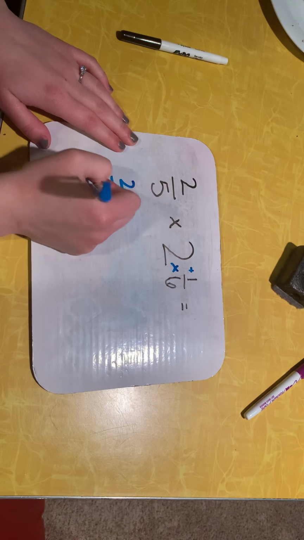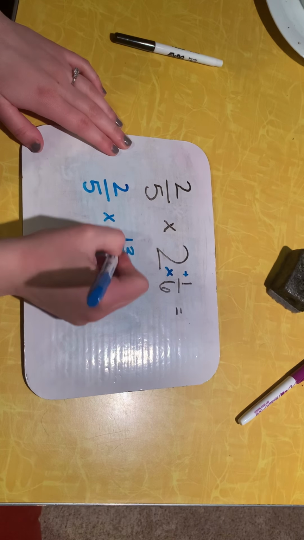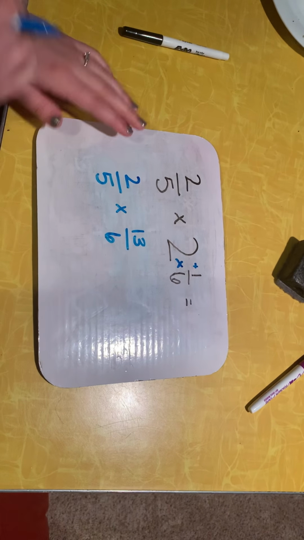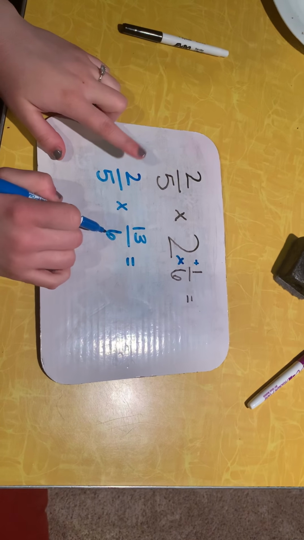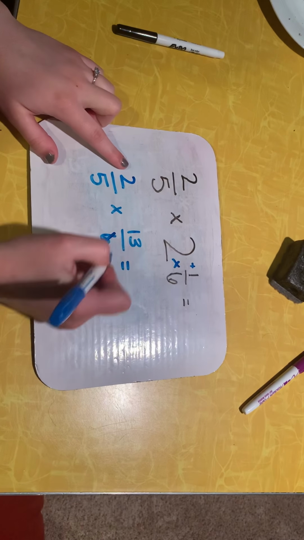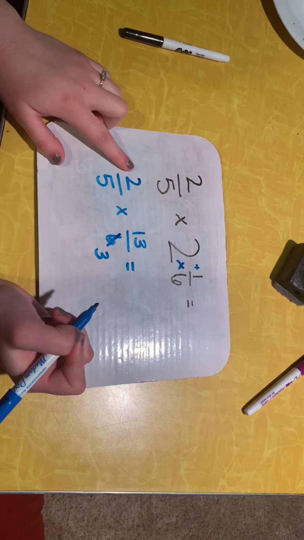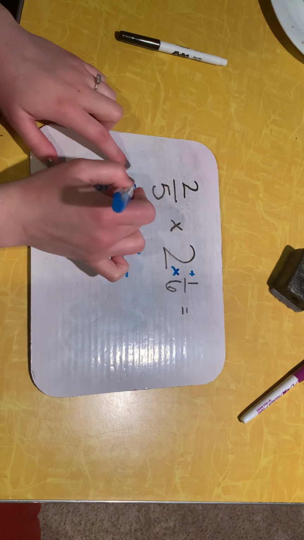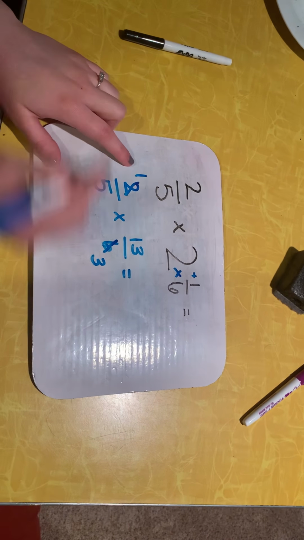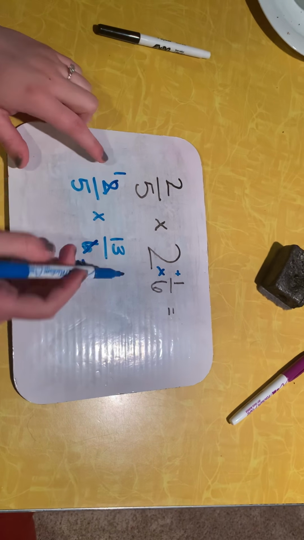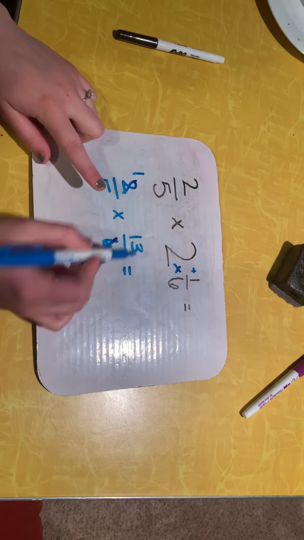So we have 2/5 times 13/6. Then we're going to use cancellation if we can. Here we can use cancellation to cancel 6 and 2. So the 6 is going to become a 3. And the 2 is going to become a 1. Okay, then we're going to multiply 5 and 13. You can't use any cancellation on that.